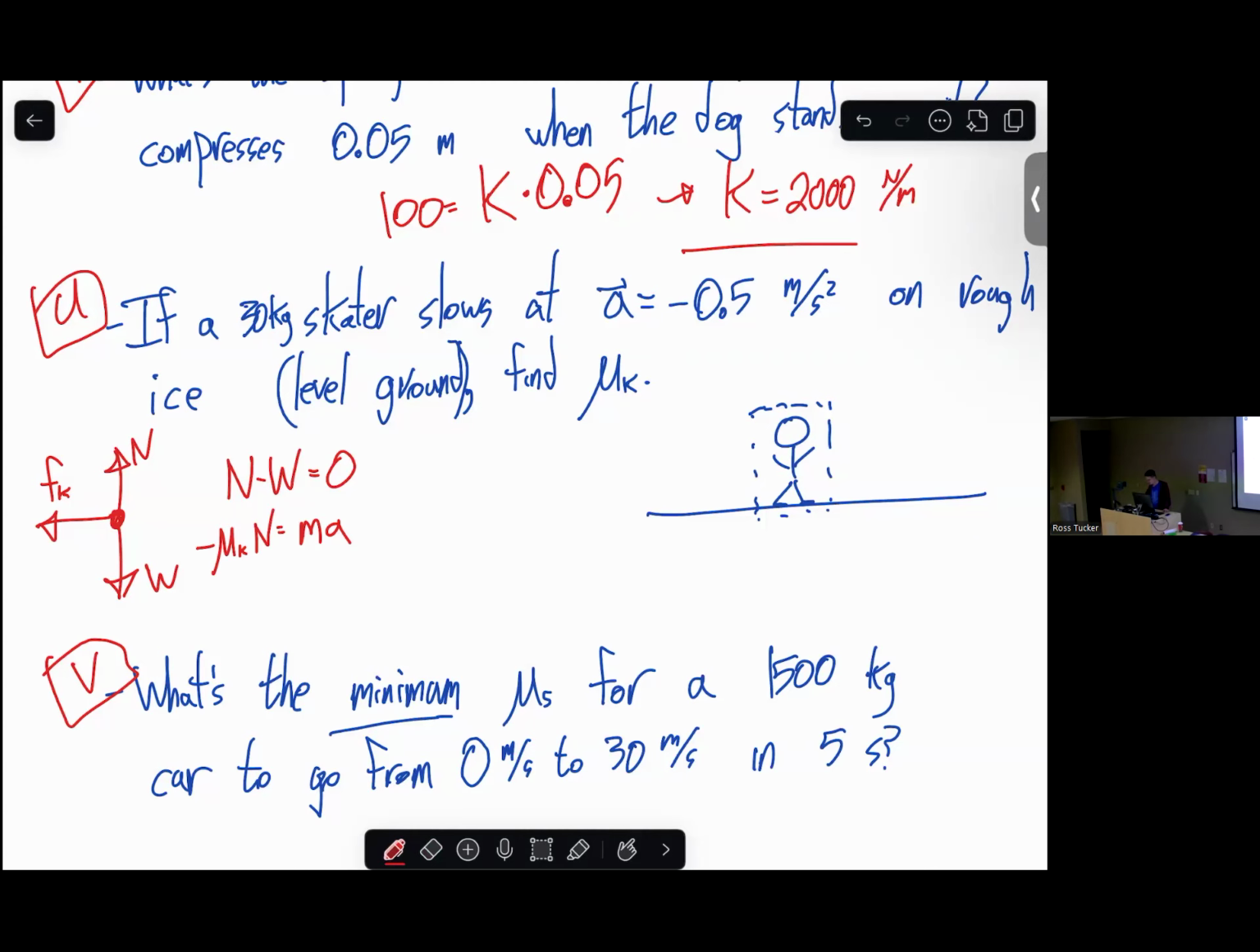Normal minus weight equals 0. I deduce normal equals weight. Oh my God, 300 newtons. Mu k is what I want. Mu k times normal, which is 300, equals mass, which is 30, times the acceleration, which is negative 0.5. Math, mu k equals 0.05.